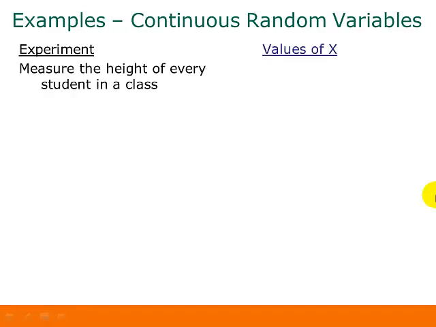So if we had an experiment where we were going to measure the height of every student in a class, then the values of x, our continuous random variable, could be anything from 0 up to maybe 9 feet. Assuming that nobody in the world could be taller than 9 feet. So our values of x could be any value between 0 feet and 9 feet.